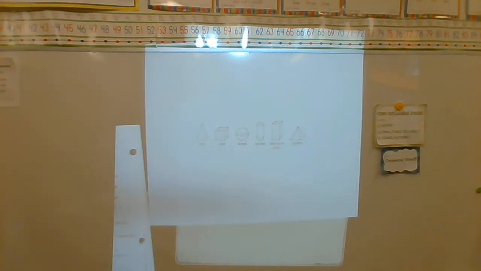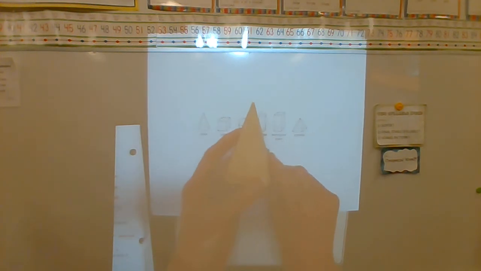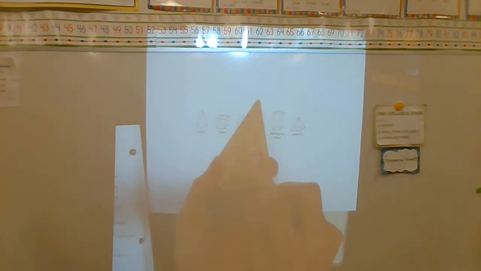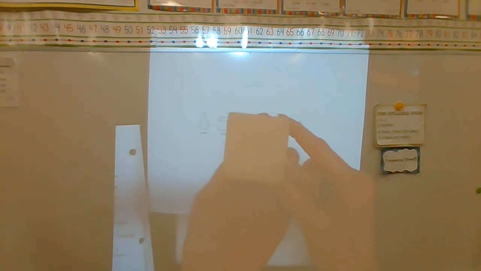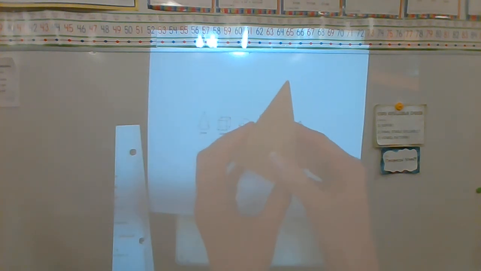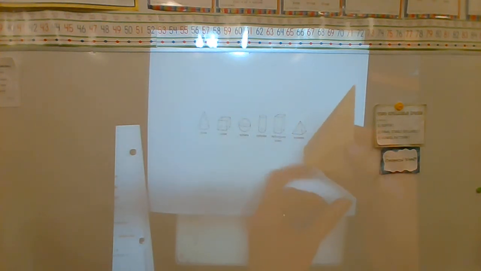All right. Now, what about our pyramid? How many faces does he have? 1, 2, 3, and we'll call this his base. Okay. His base is what shape? Yeah, it's a square. But what about his faces? That's right, they're triangles. And he has 4 of them.